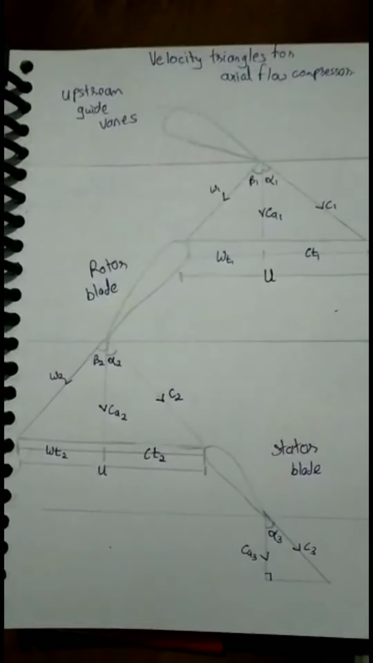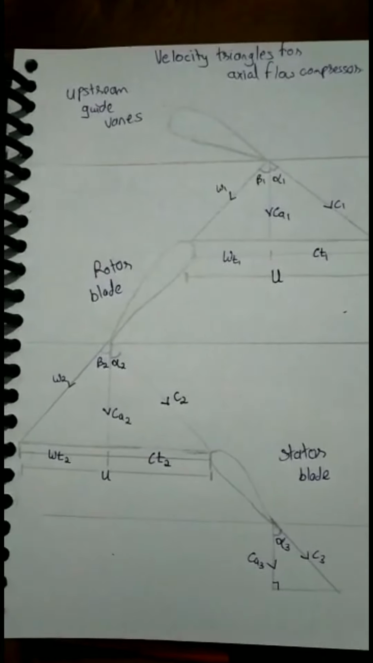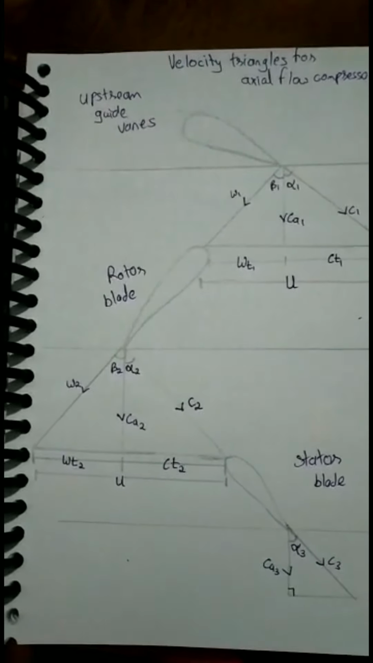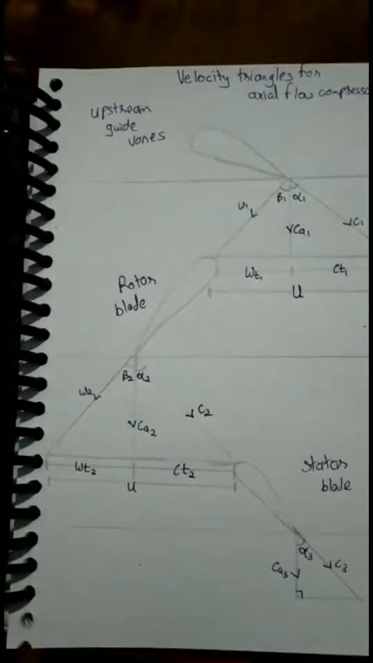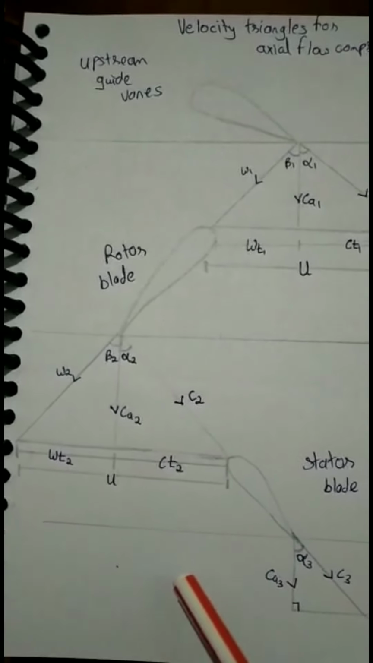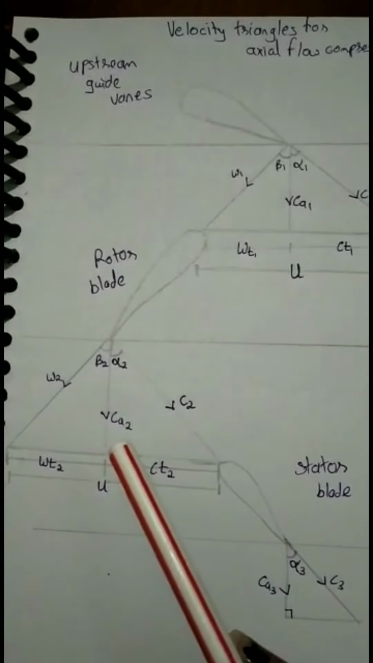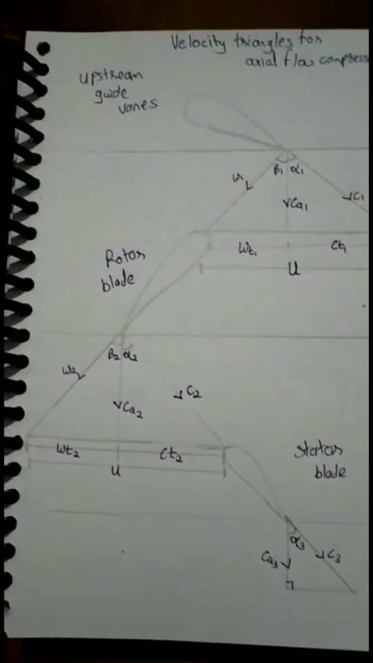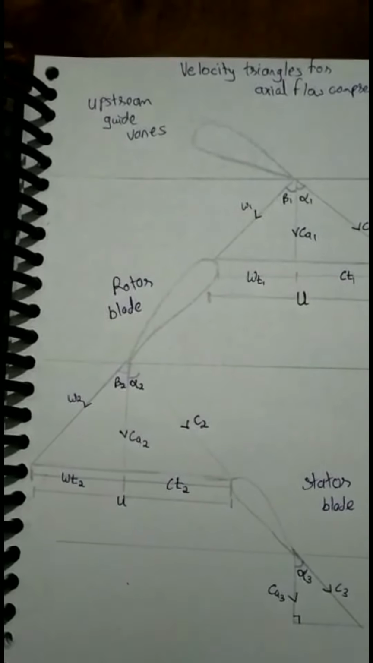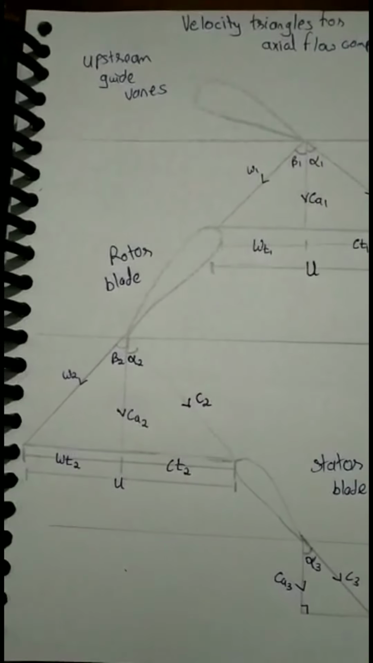So now coming to the exit velocity triangle of the rotor blade. As derived earlier, C2 is the absolute air velocity, and as the rotor blade is moving with velocity u, it has the relative velocity of W2. Similarly as above, we are dividing C2 into its two components, CA2 and its tangential component CT2. The angle between C2 and CA2 is alpha 2, which is the absolute air angle, and the angle between the relative air velocity and the axial component is beta 2, which is the relative air angle.